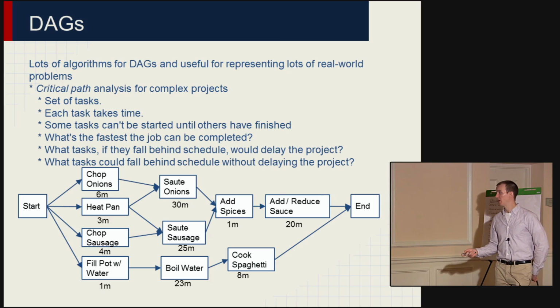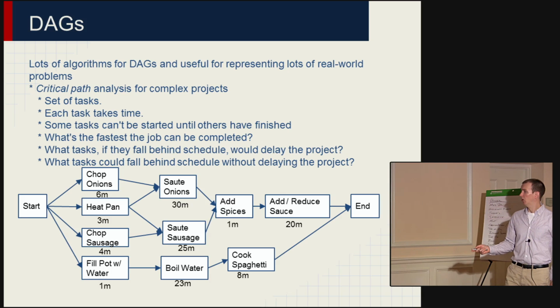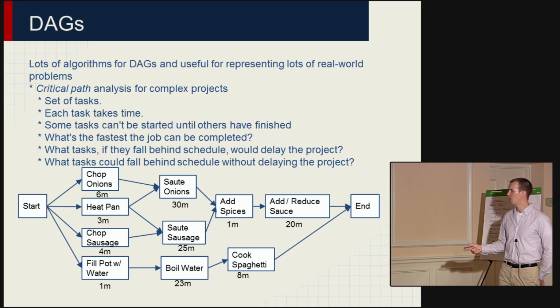For instance, this is how I make spaghetti. So I start off, and I've got all these steps, and each step takes some amount of time. So I need to chop onions. I'm slow, and so it takes me quite a long time. Once I chop the onions, I have to saute them, and that takes forever. Meanwhile, I need to get the pan ready in order to saute the onions, and the pan heats up relatively quickly compared to how slow I am.